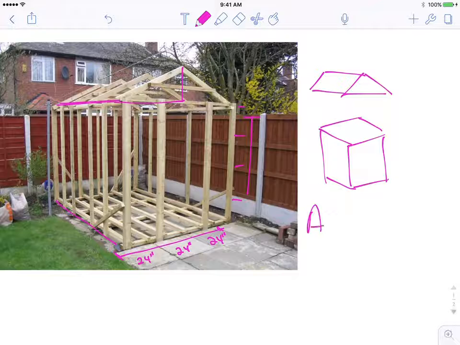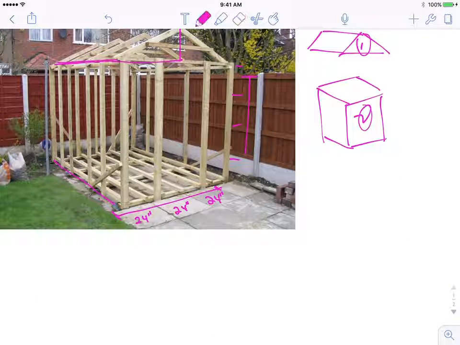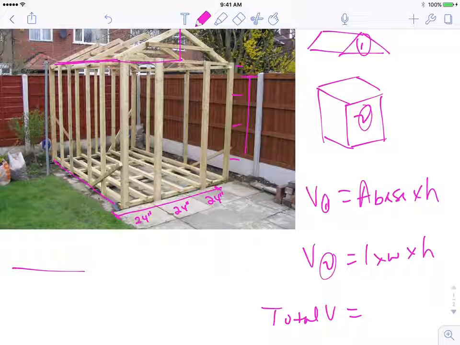When you're doing your work, if you labeled something like this, 1 and 2, you might say the volume of 1 equals, I apologize, I asked you to estimate the volume, so just the volume would be good enough. So the volume of 1 equals area of base times height, and that would be for the triangular prism, and the volume of the second one would be length times width times height. Okay, and you're going to add those 2 together, and you'll have your total volume. So set that up separately, maybe 1 here, 2 here, and then the total at the end, and away you go with that.